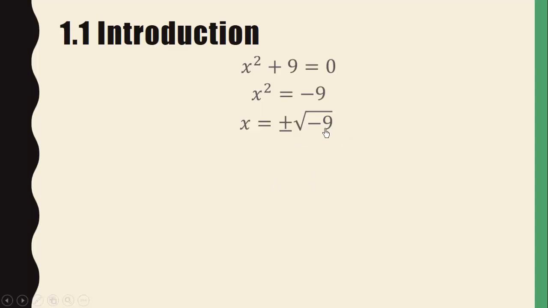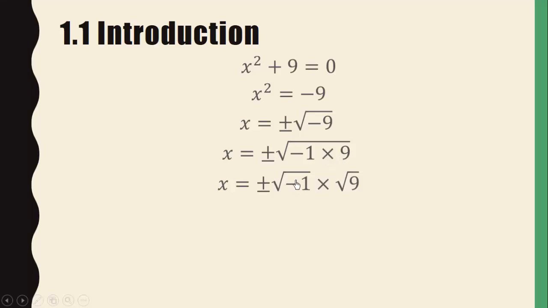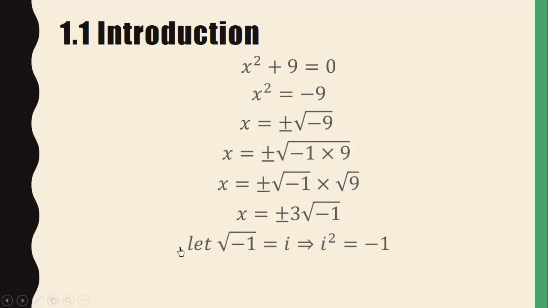Now we can separate this into a real part. That is, we can rewrite this as the square root of -1 times 9. The square root of 9 will give us a real number, so we split it. This will give us a real number, which is 3. Then the square root of a negative number is not real. Since the square root of -1 does not exist, we need to define the root of -1. So if we let the root of -1 be equal to i, then i squared will be -1.